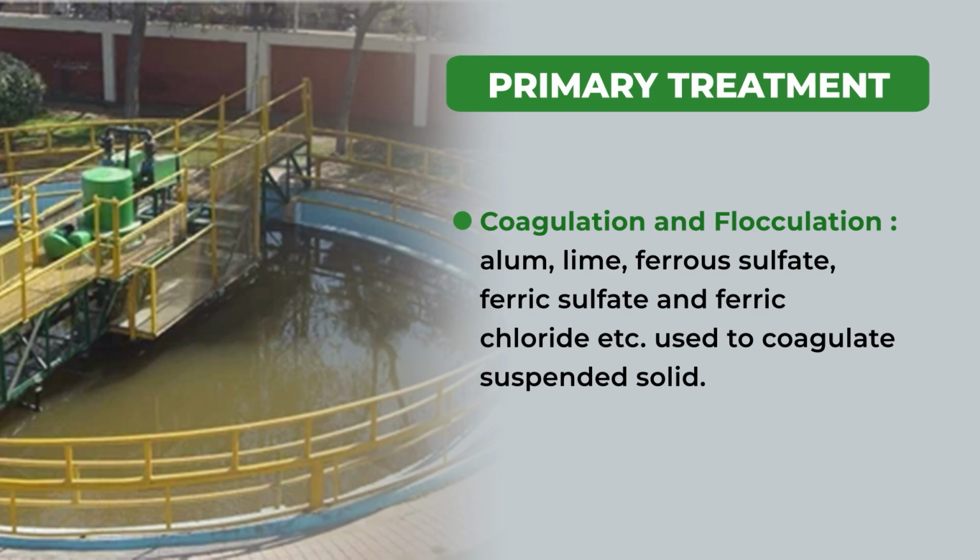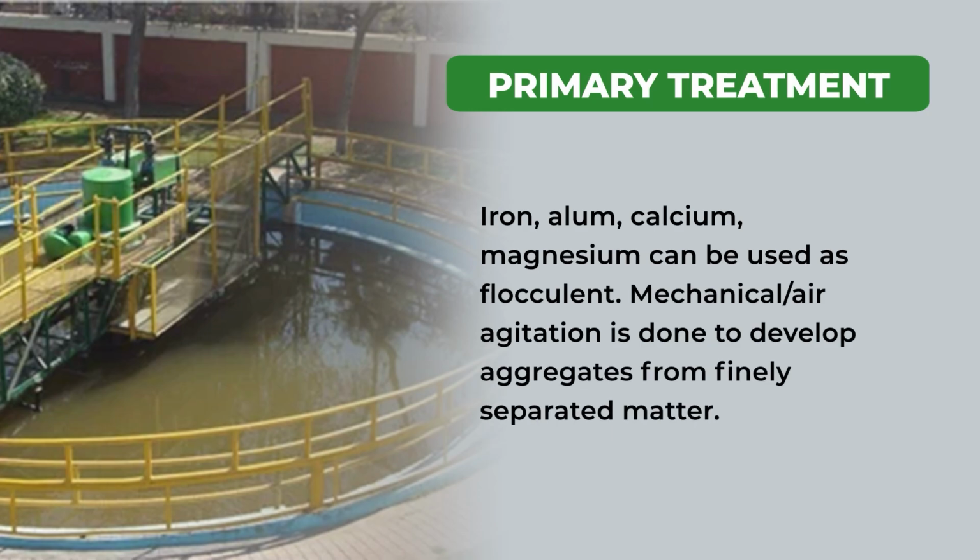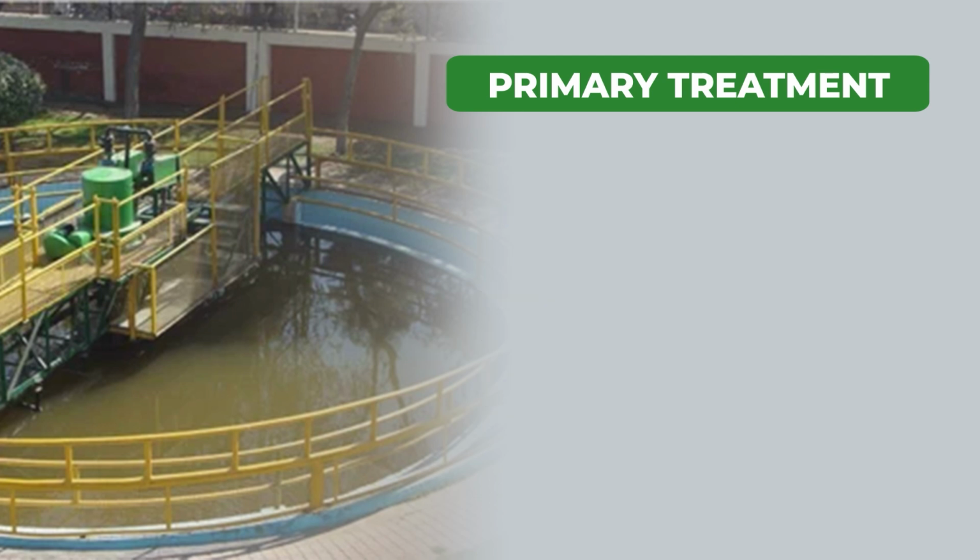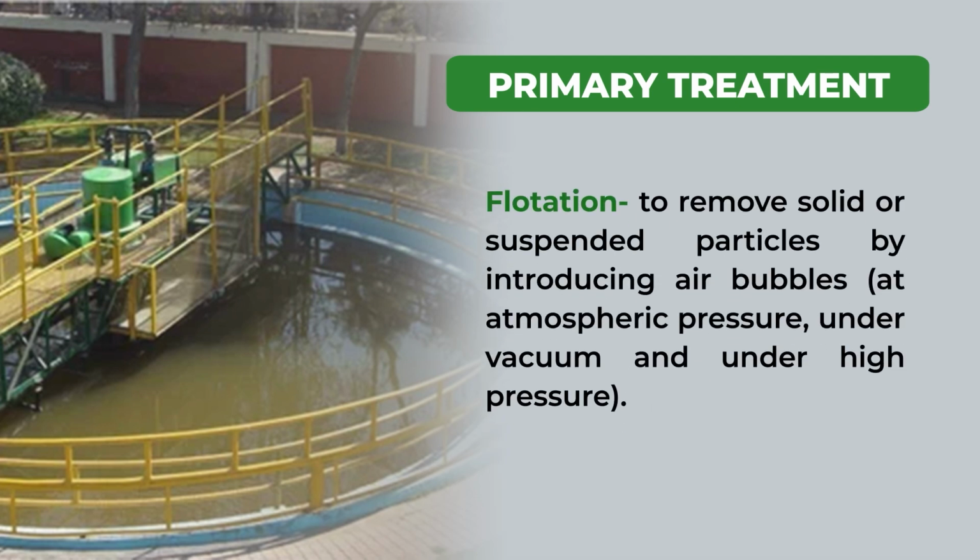As coagulants, alum, lime, ferrous sulphate, ferric sulphate and ferric chloride can be used to coagulate the suspended solids, and as flocculants, iron, alum, calcium and magnesium can be used. Mechanical or air agitation is also done to develop aggregates from finely separated matter. The next physical method is flotation. Flotation is done to remove solid or suspended particles by introducing air bubbles.